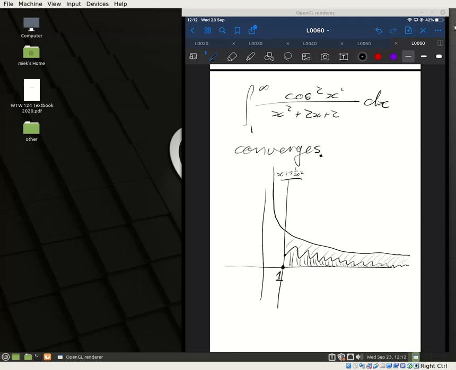So therefore we know that this integral converges. That is it for this example.